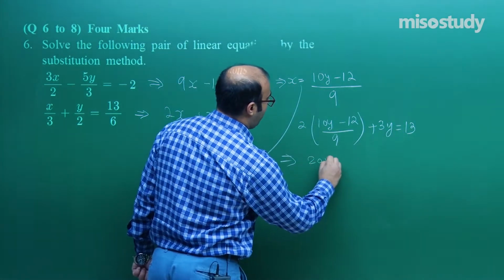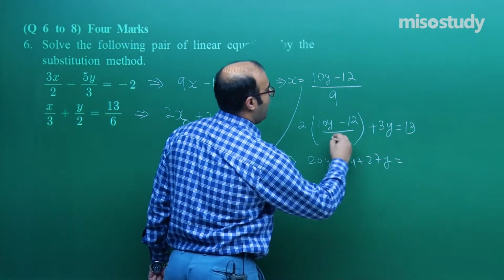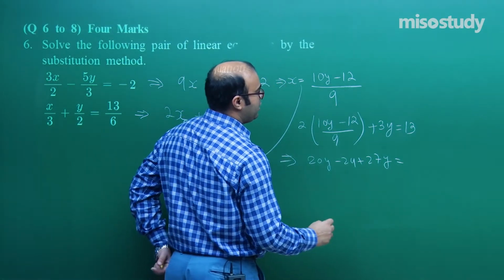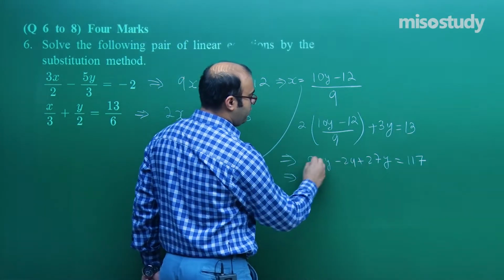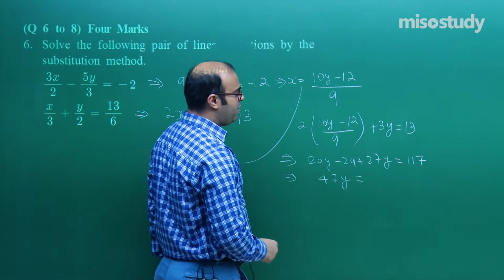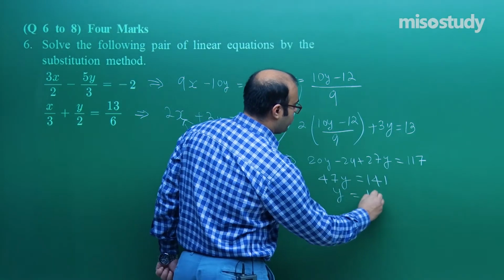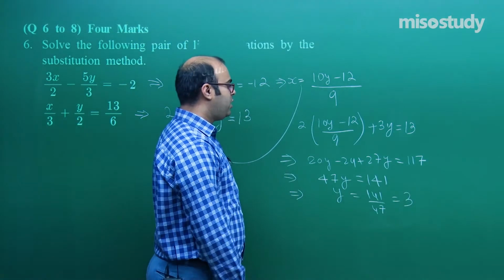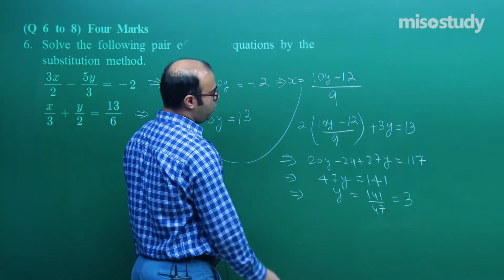This will give you 20y minus 24. Let us take LCM, this will be 27y, and 9 goes there, this will be 13 into 9, that would be 130 minus 13, that would be 117. Okay students, so this will become 27 plus 20, 47y is equal to 24 plus 117, that will be 141. So y will be 141 by 47. So this is 3 times. If we take 3 times 47, we get 141. So y is equal to 3.